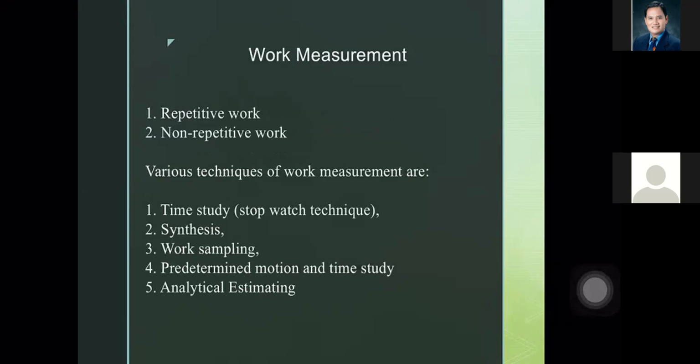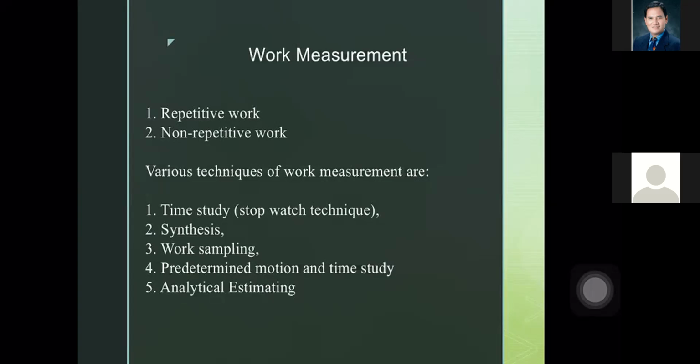Work measurement is absolutely essential for both the planning and control of operation. For the purpose of work measurement, work can be regarded as repetitive work, the type of work in which the main operation or group of operations repeat continuously during the time spent at the job. This applies to work cycles of extremely short duration. And non-repetitive work, which includes some types of maintenance and construction work, where the work cycle itself is hardly ever repeated identically. So we have various techniques of work measurement.